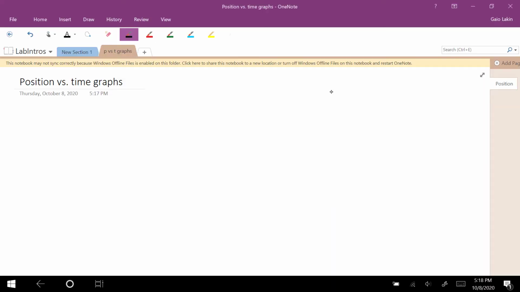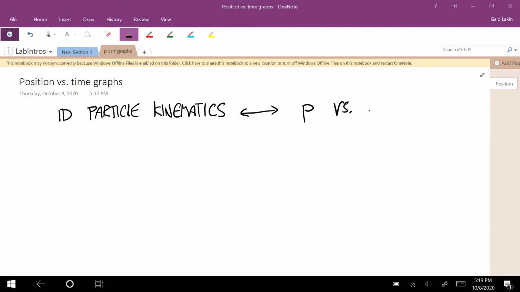Okay, this is everything you need to know to do the position versus time graph lab. What we're going to be doing in this lab is just trying to understand the relationship between one-dimensional particle kinematics and the position versus time graph that represents that motion.